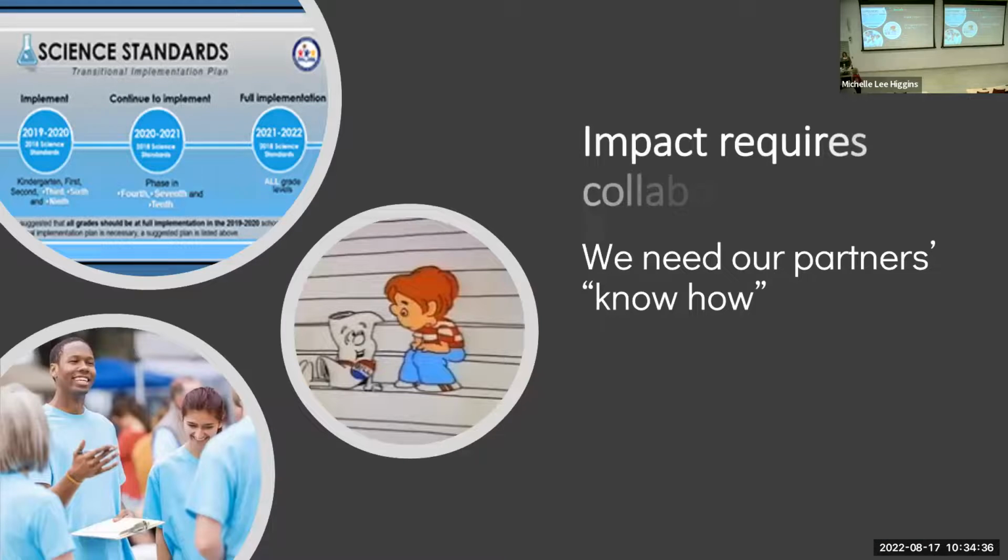We need our partners' know-how. We talked about needing to know what people know about their landscape and their communities. We also need to work with people who know how to make change. If our interest is to help people make change and do new things, we need to work with the people who know how to do that in whatever system they work in.